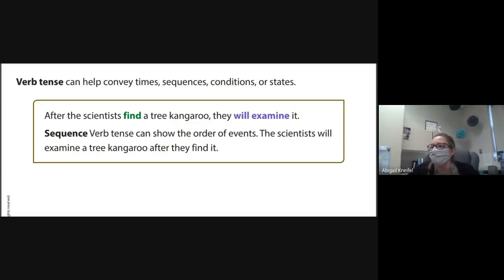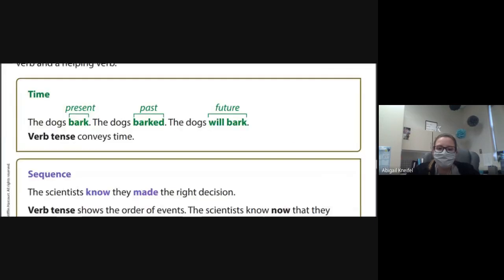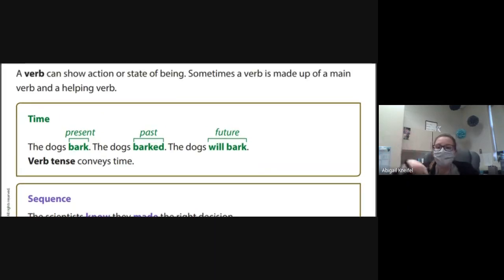We know what sequence is: this, this, this, then this, right? Okay, then I want to find the better page. Here, let's explain the verb tenses together.